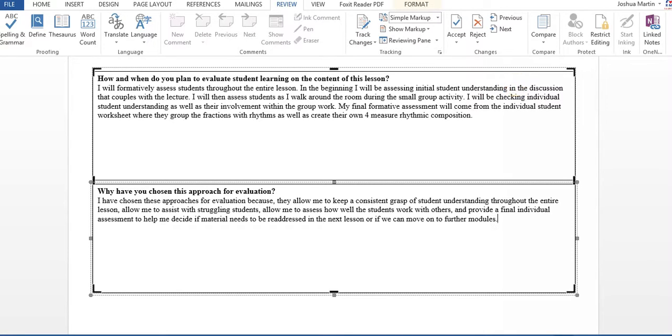within the discussion that we have to see what their initial understanding is prior to completion of the introduction. Then I'm going to be assessing the students as I walk around the room during the small group activity. I'm going to be checking for each student's individual understanding as well as their involvement within the group work. I want to make sure that they're all being a part and not just sitting there and letting somebody else carry the load. The final formative assessment is going to come with the individual student worksheet where they're going to group the fractions and rhythms together as well as creating their own 4-measure rhythmic composition.